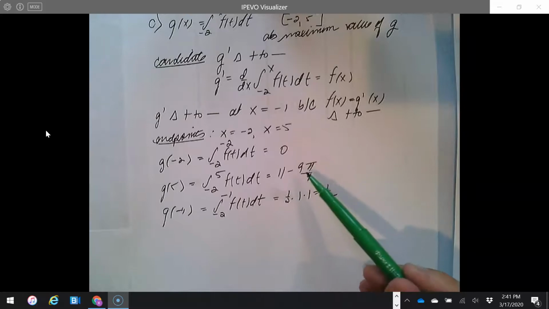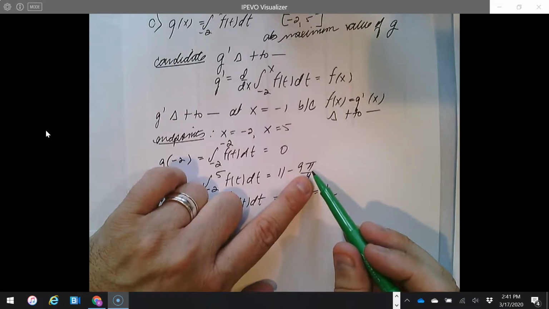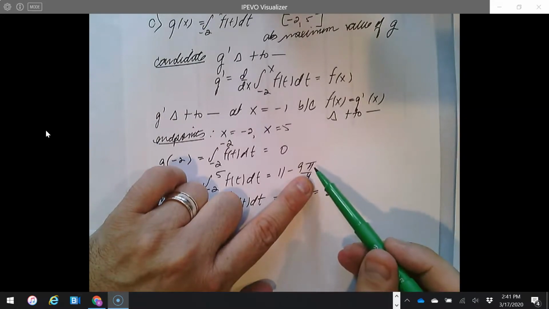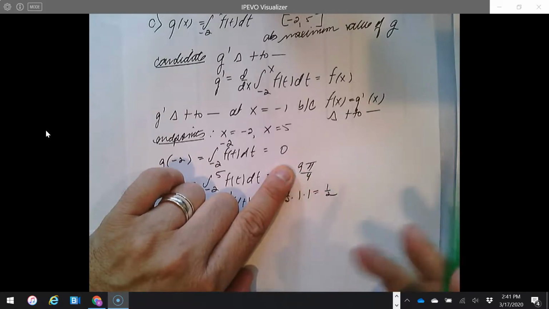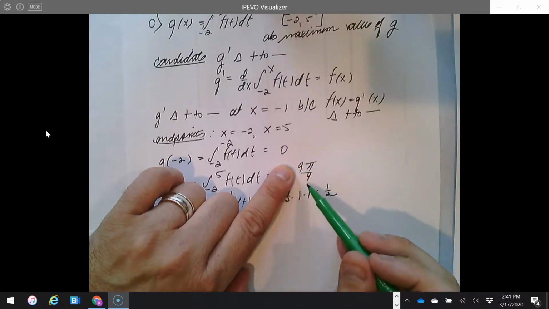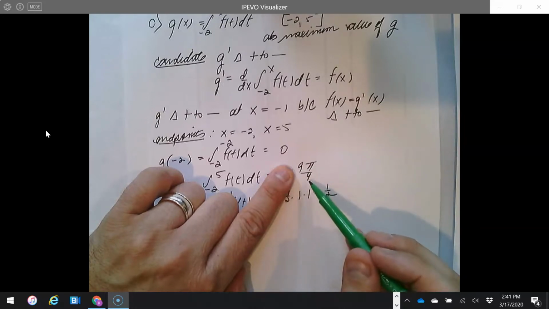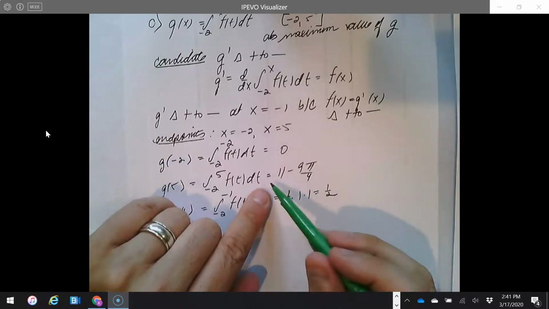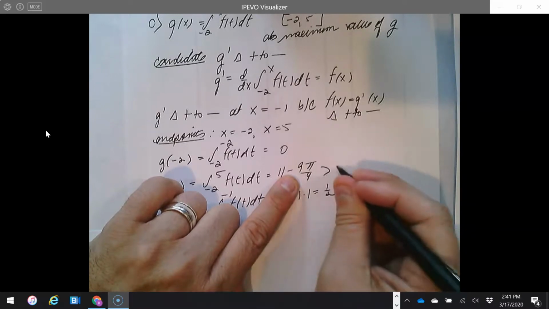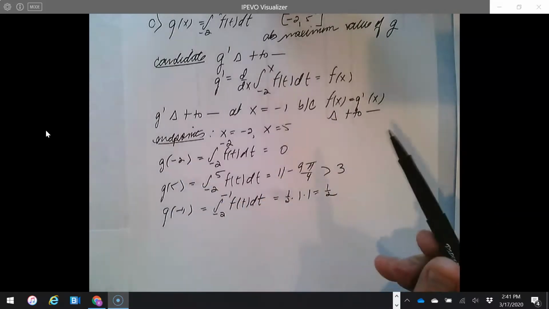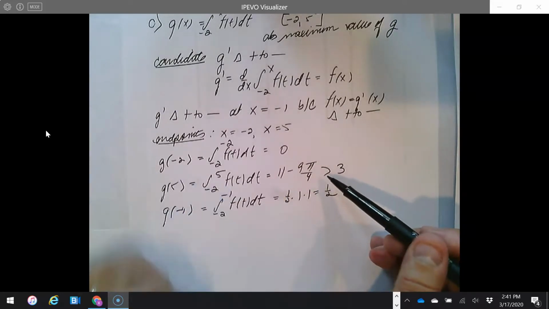Well, what do I know? I know that pi is a little bit bigger than 3, right? Pi is like 3.14, and so on. A little bit bigger than 3 times 9 is what? A little bit bigger than 27. Maybe it's even bigger than 28. Divide that by 4, and you're going to have some number that's maybe a little bit bigger than 7. 11 minus a number that is a little bit bigger than 7 is going to be greater than 3, which is greater than 1/2. So this must be the absolute maximum value.